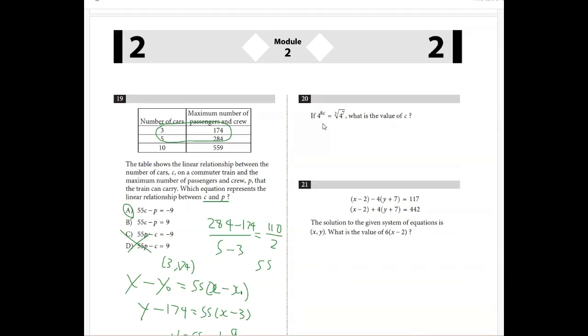Okay. If 4 to the power of AC is equal to whatever this is, what is the value of C? I can rewrite this as this, right? And since it's 4 to the power of AC, disregard the 4's here. AC is equal to 7 over 3. C is equal to 7 over 24.